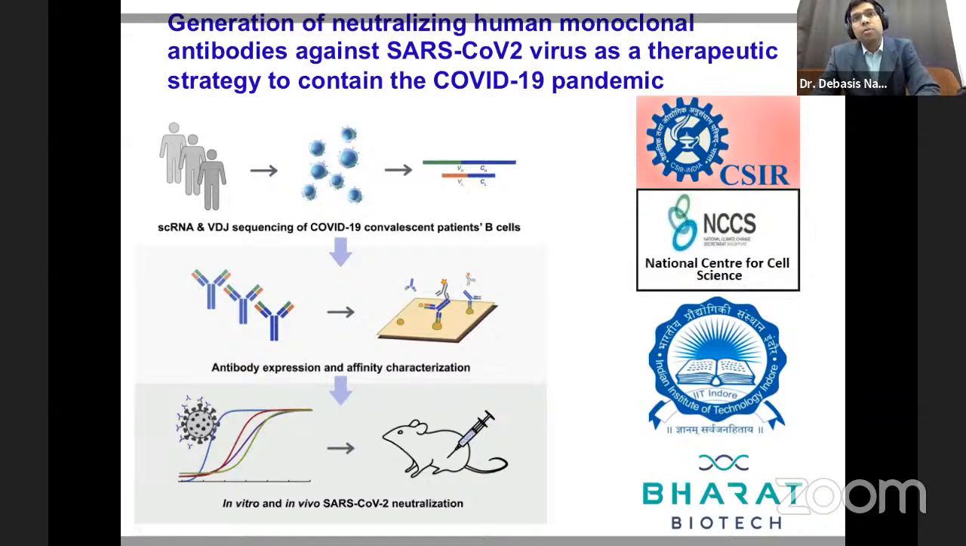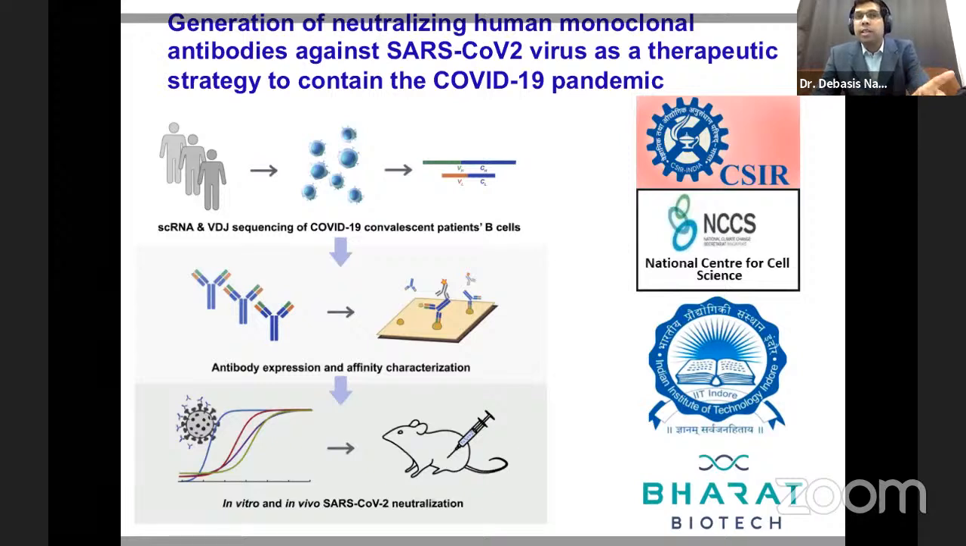I think there are 2 to 3 groups in India currently doing this kind of work. Our group is one such group. So from a person who recovered, we collected millions of B cells. We found only 5, 6 B cells. And from those 5, 6 B cells, we cloned the DNA part, put it in another cell and expanded that cell to millions and billions in the lab. So now we have milligrams, grams, of antibodies. Now this is going into phase 1 clinical trial by Bharat Biotech. So I hope that in future, our country will have an option to treat the disease.